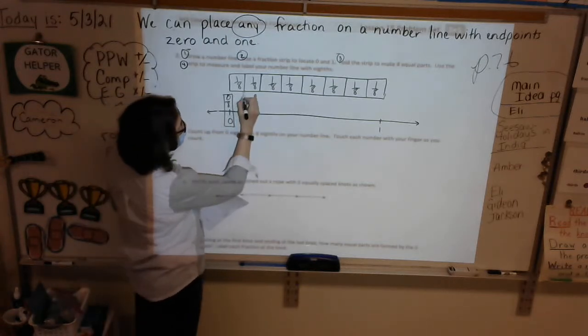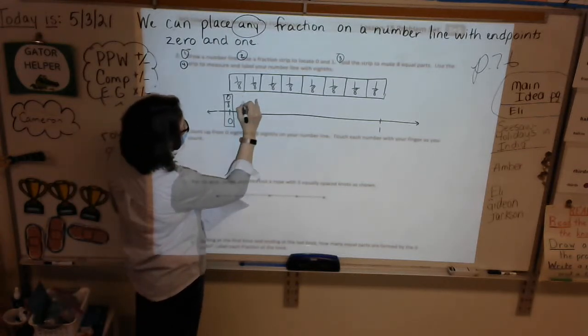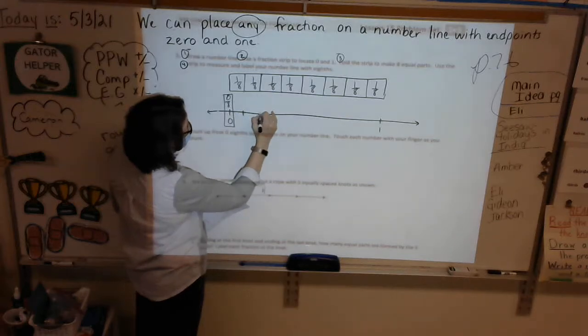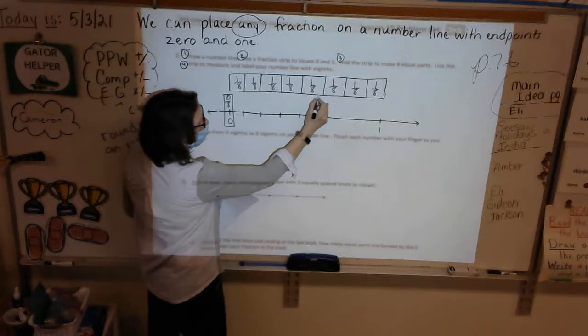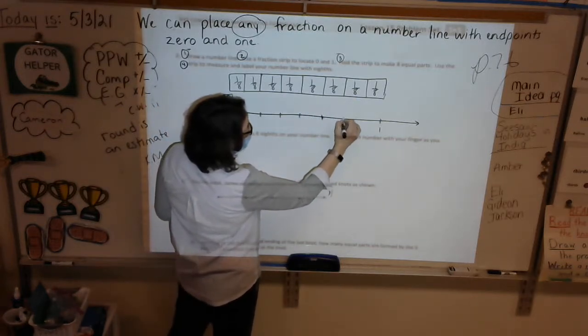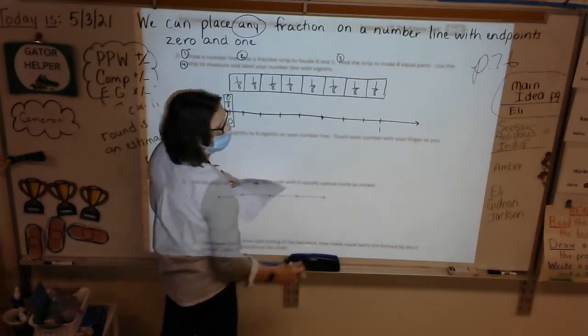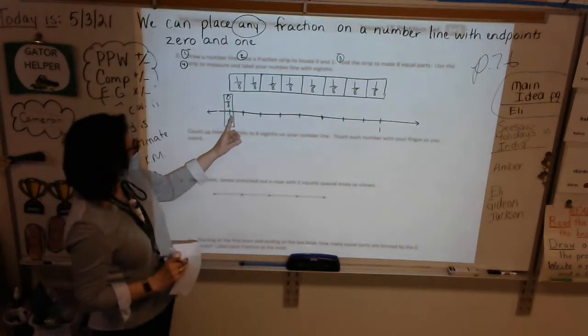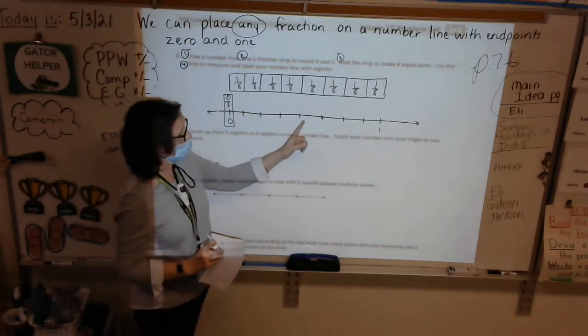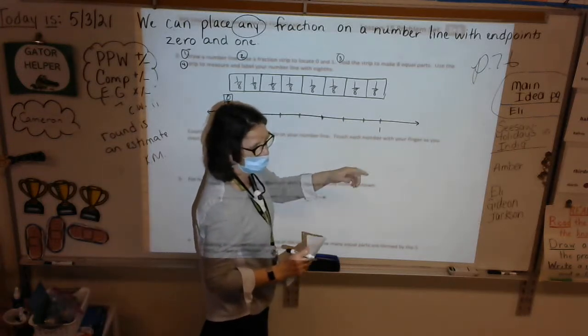Okay, now I'm going to use my fraction strip and I'm going to go from here, trace down each partition of my fraction strip, and that's going to help me make my partitions on my number line. When you're done, you should have 8 equal parts, so I can count them. 1, 2, 3, 4, 5, 6, 7, 8.